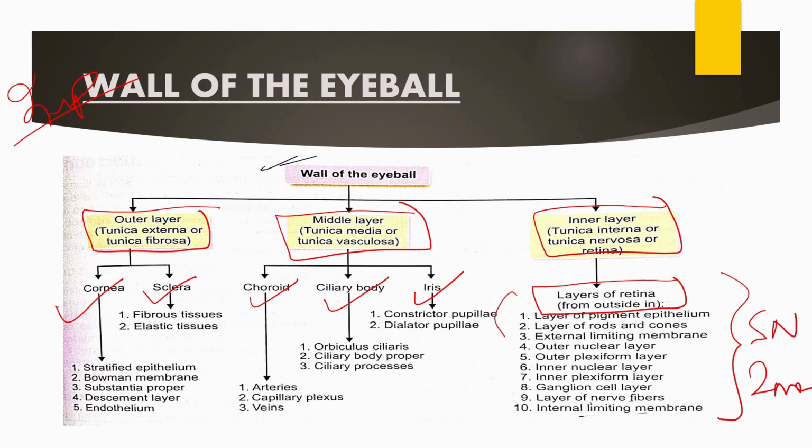There are basically 10 layers of retina, namely the layer of pigment epithelium, layer of rods and cone cells, external limiting membrane, outer nuclear layer, outer plexiform layer, inner nuclear layer, inner plexiform layer, ganglionic cell layer, layer of nerve fibers, and lastly, the internal limiting layer. Please write the names of the layers in the sequence given.